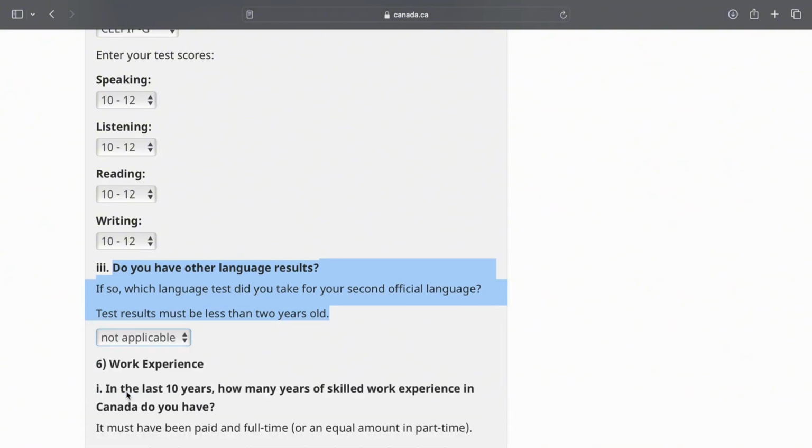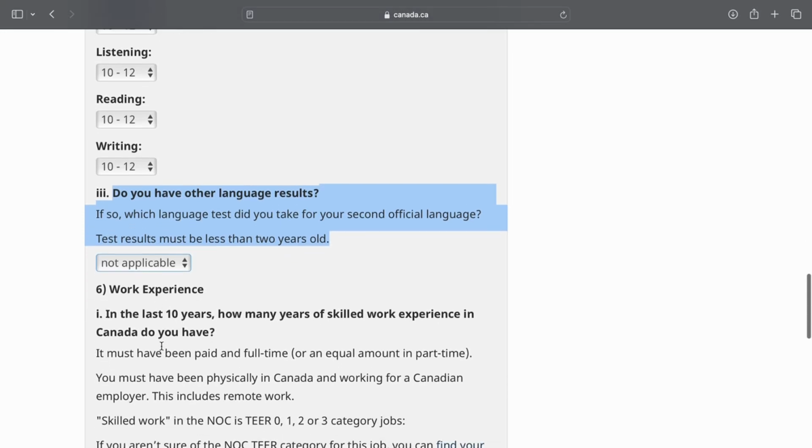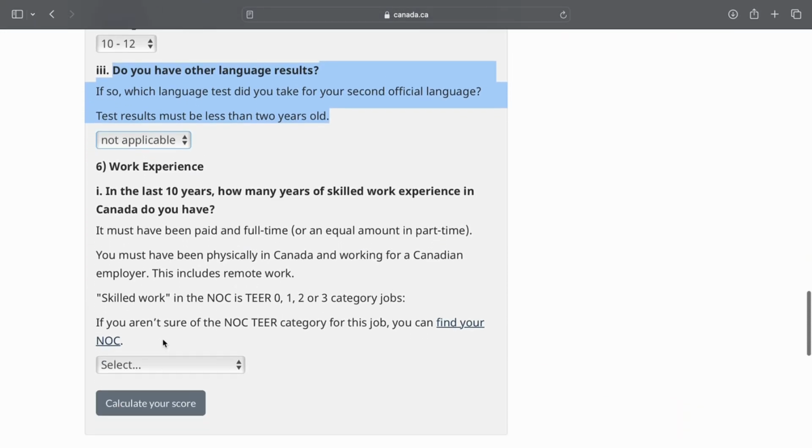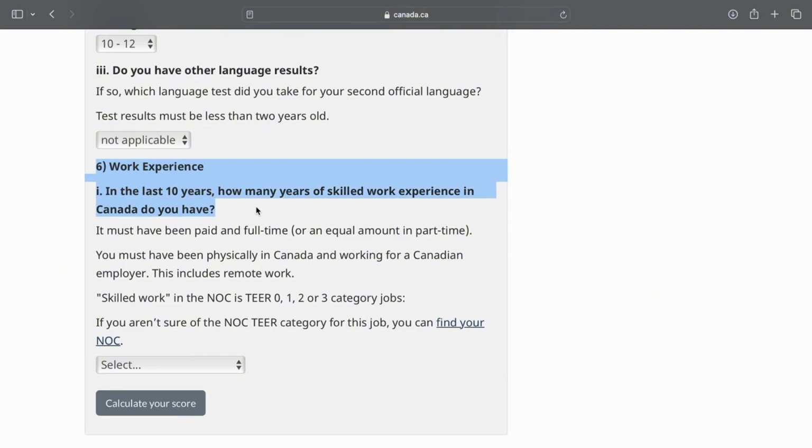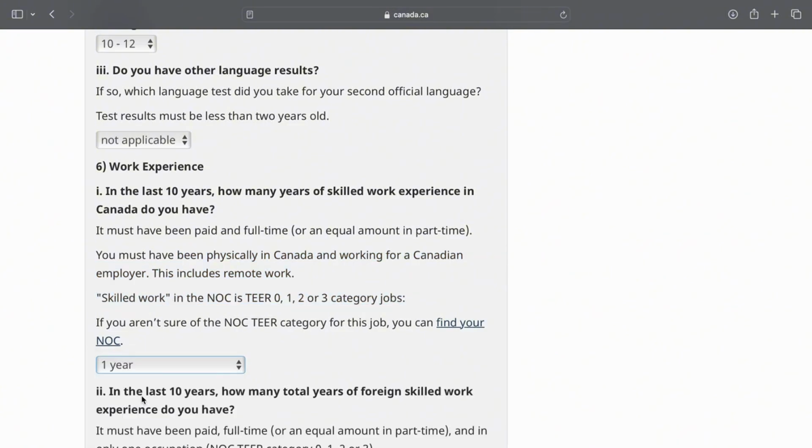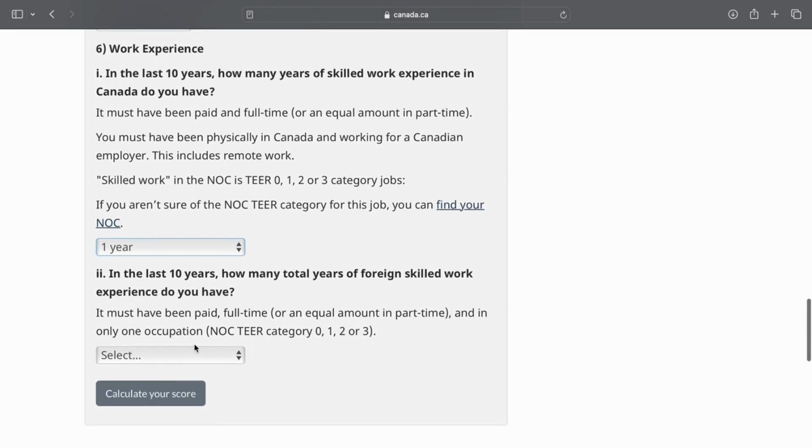Now moving to Canadian work experience. This asks, in the last 10 years, how many years of skilled work experience in Canada do you have? This must be paid work, full-time or equivalent part-time, done while physically present in Canada under a skilled NOC TEER category, that is, within 0, 1, 2, 3. For this example, we will use 1 year since this is typically enough to qualify and get full points for a Canadian graduate.